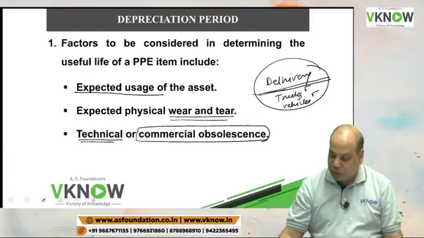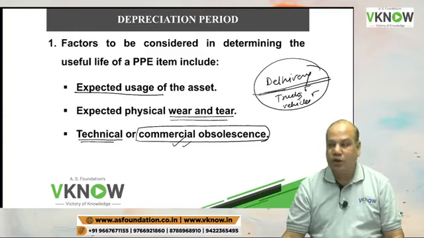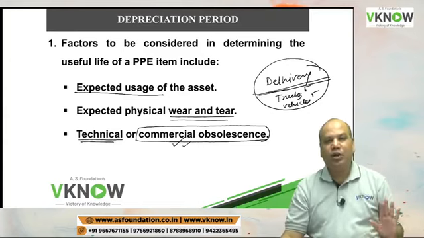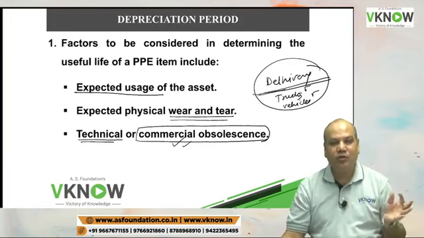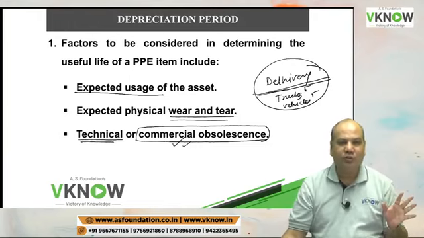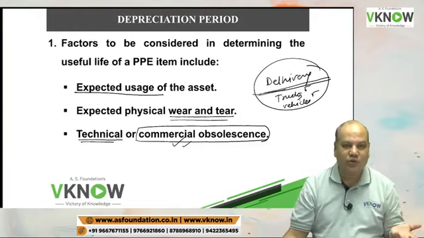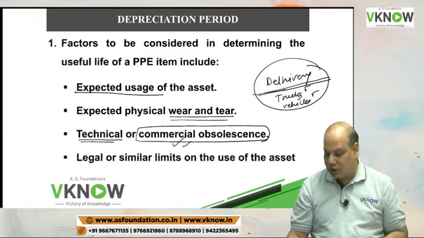So, because of the commercial reason, to ensure that the delivery is made on time, they may choose 5 years, and after every 5 years, they may change their vehicles so that there is no breakdown, there is no delay, and the customer is given services on time. That is commercial obsolescence and legal.